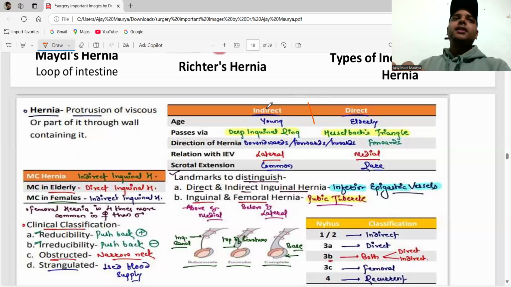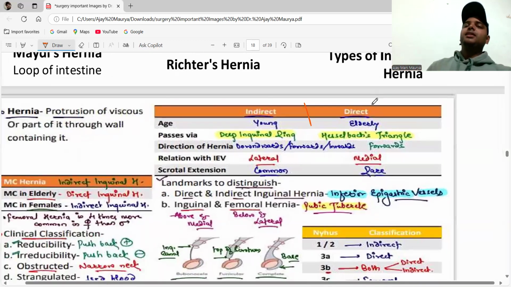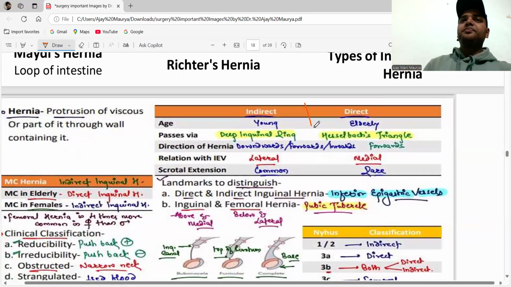Remember, guys, this is the difference between the indirect and the direct. Indirect is in the young adults. Elderly is a direct hernia. How are we going to differentiate, guys? This one passes by the deep inguinal ring. This one is from the Hesselbach triangle.